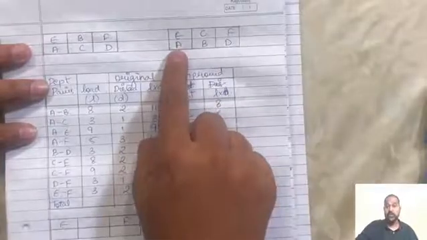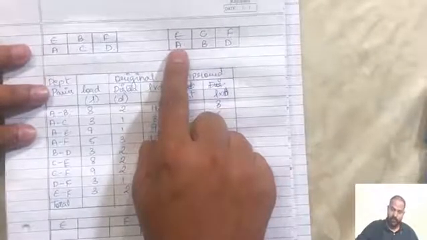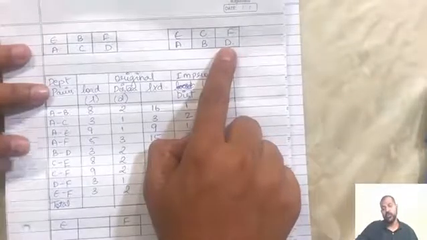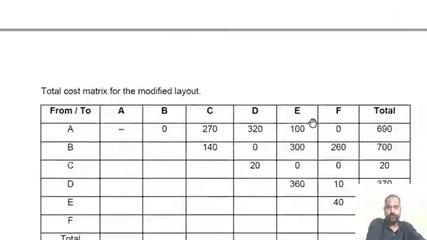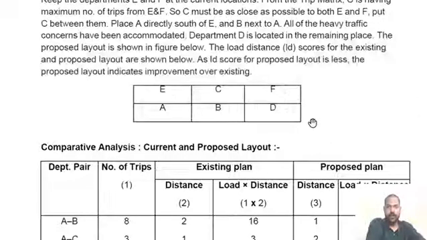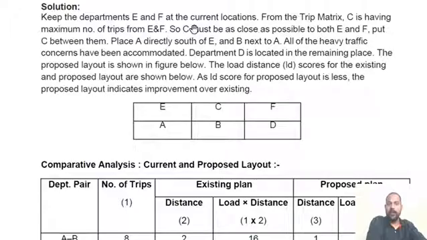A is closer to E than it is to F, and then D is closer to F than it is to E. Let's quickly read whatever they have written. Solution. Keep the departments E and F at the current locations. From the trip matrix, C is having maximum number of trips to E and F. So C must be as close as possible to E and F. Put C between them. Place A directly to the south of E and B next to A. All the heavy traffic concerns have been accommodated. Department D is located in the remaining place.